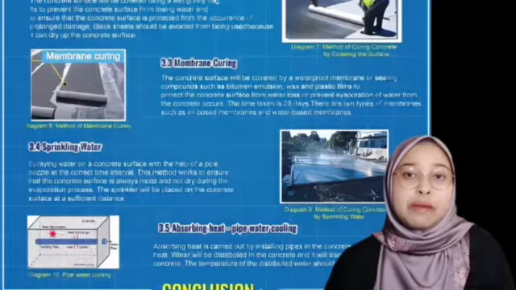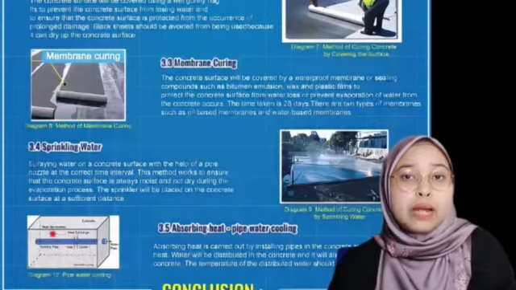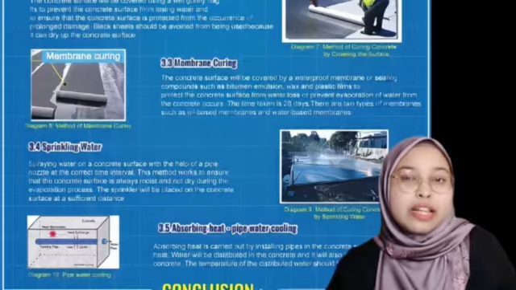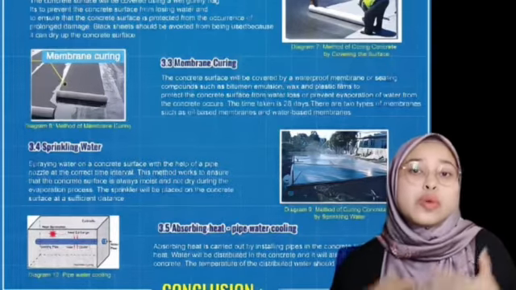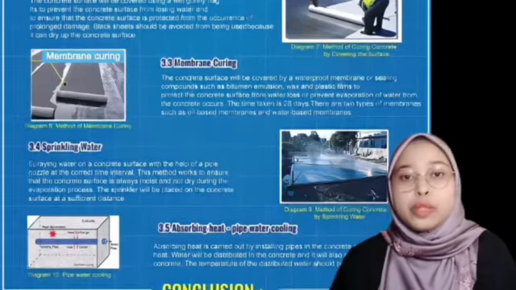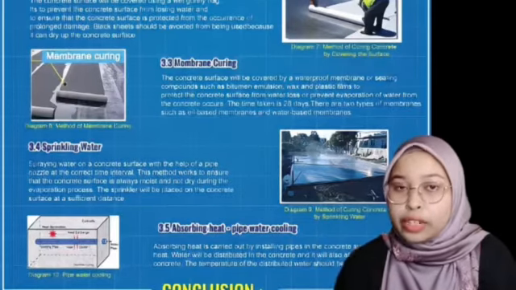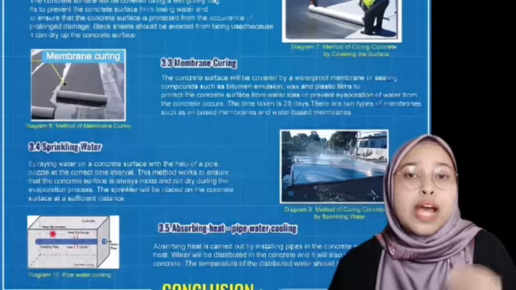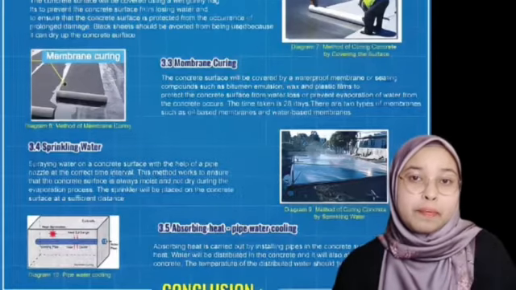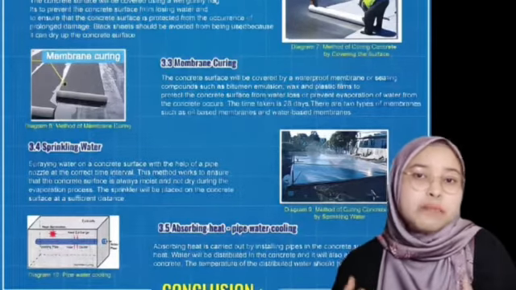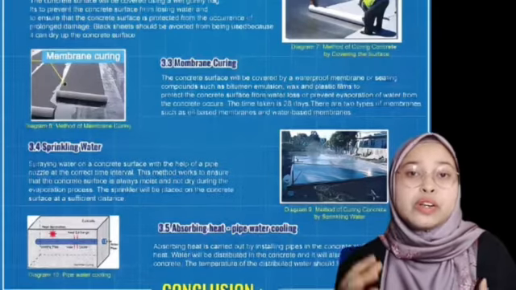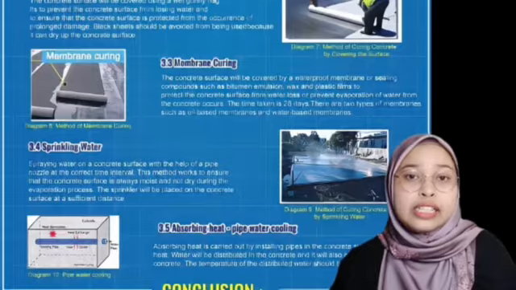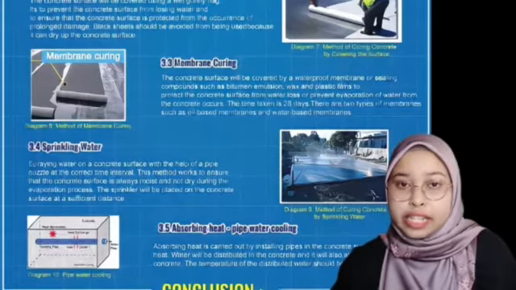Lastly, curing by absorbing heat from pipe water cooling. This method is carried out by installing pipes in the concrete to absorb heat. Water will be distributed in the concrete and it will also absorb heat from the concrete. This method is typically used when the grade of concrete used during construction is higher and the concrete is thicker.